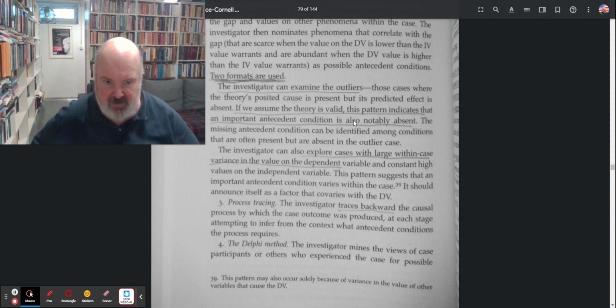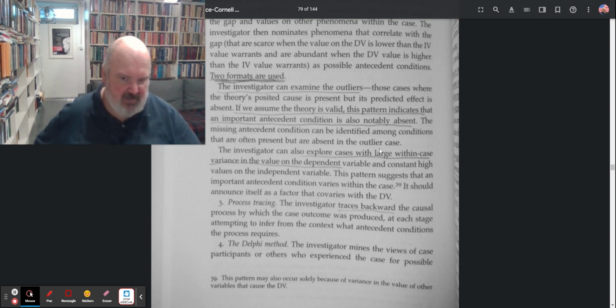Outliers in this case, right? The missing antecedent conditions can be identified among the conditions that are often present but are absent in the outlier cases, right? They're obviously present in the normal cases, but in other words, the missing antecedent conditions can be identified among conditions that are often present but are absent in the outlier cases, right?